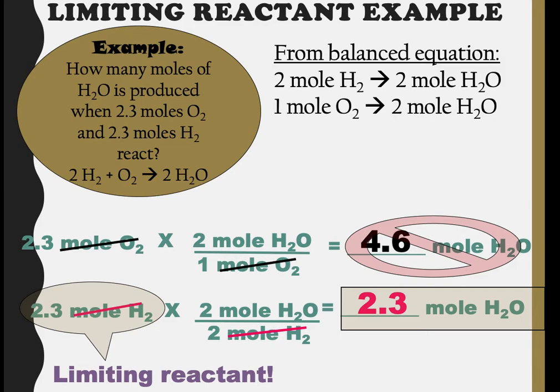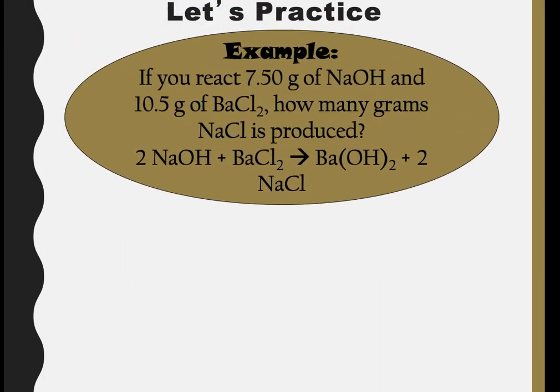And that's our process. We just take the reactants, the amounts that were given in the problem, and then we just convert them to moles of whatever product we're asking for. And then whatever you have the least amount of, that's your limiting reactant. So let's do one more example.